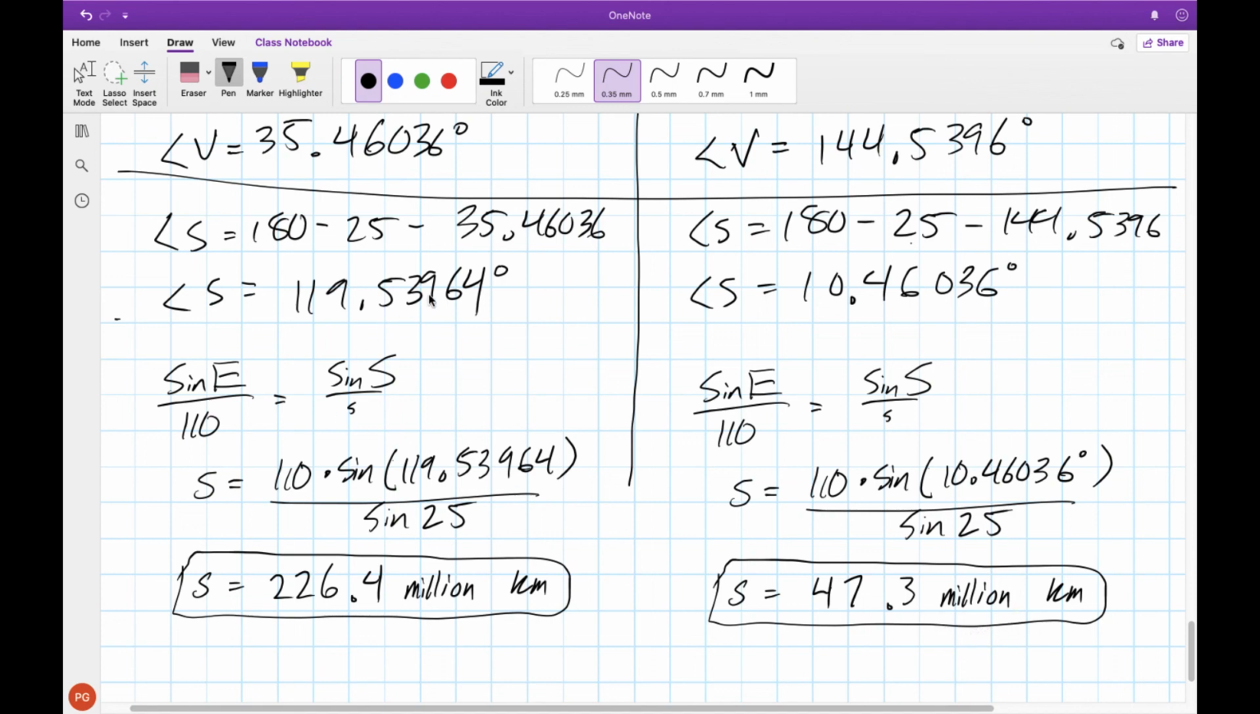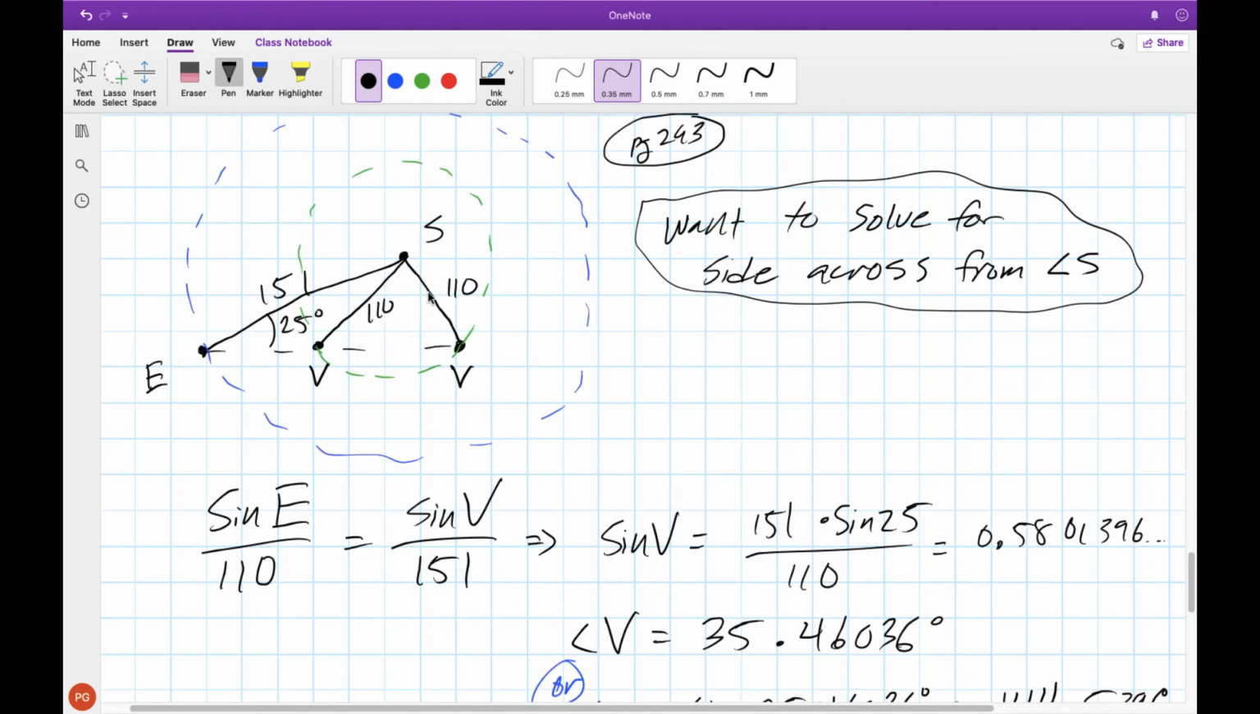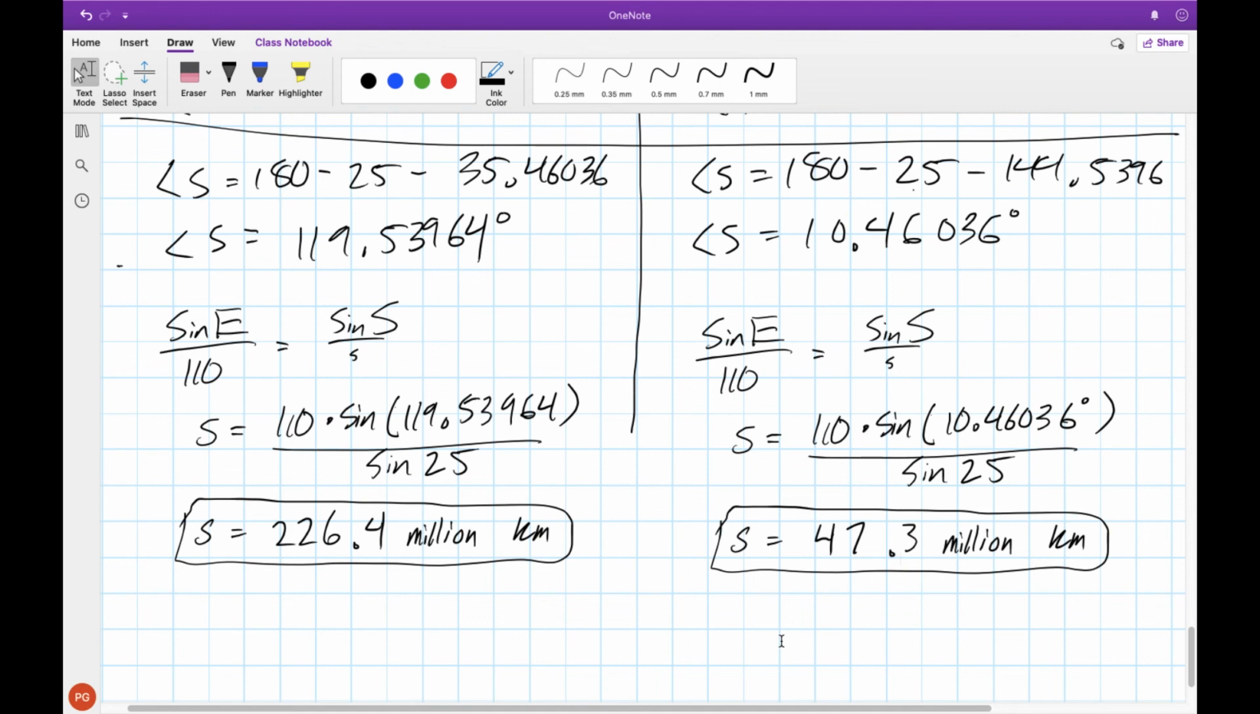What this tells us is that when the angle at the sun is large, which is the case where we have this wide triangle here, the distance is larger. It's 226 million kilometers. But when this angle is small right here, as in our second case, this distance is small, only 47 million kilometers. This would be really important to an astronomer because without the knowledge about this ambiguous case, they might only think there's one possible distance. That's the end of the video here.